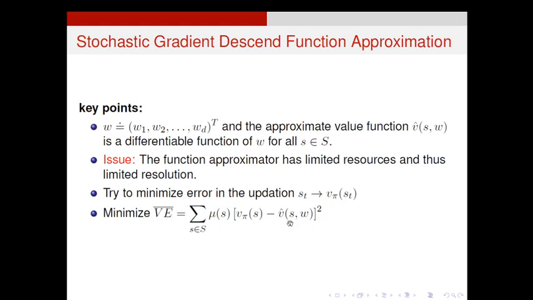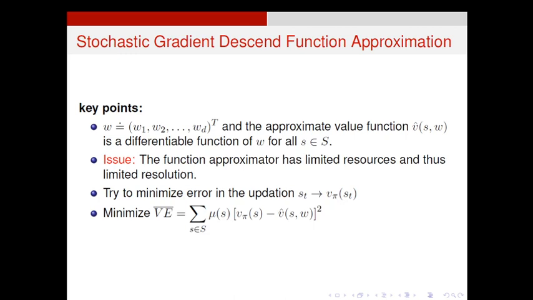So this sigma becomes sigma over s in S, with mu of s equal to 1 by n, times v pi of s minus v cap of s comma w, the whole square. That becomes the total square error divided by n. Total square error by n means mean square error. That means this v bar of e, or value error, is the expected square error. When mu of s is a uniform distribution, this becomes the mean square error. So this is a generalization of mean square error. We generalize the concept of mean square error into reinforcement learning.